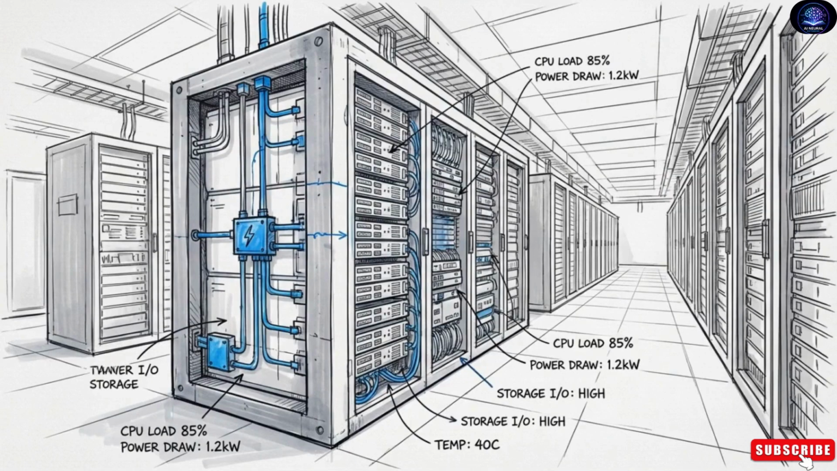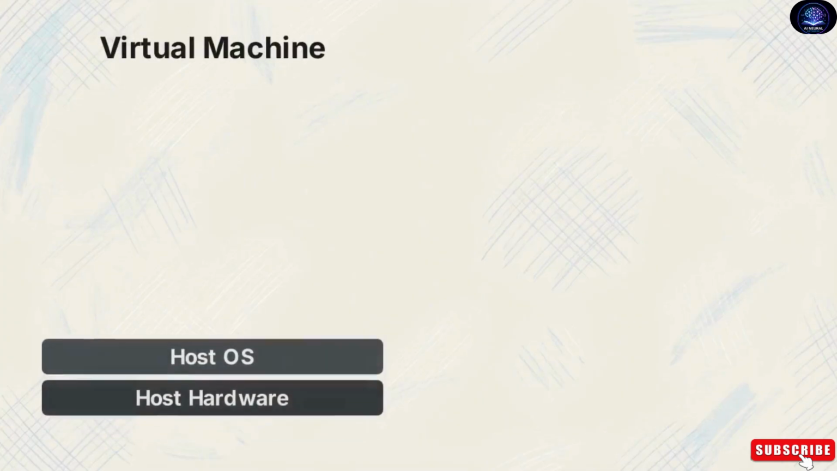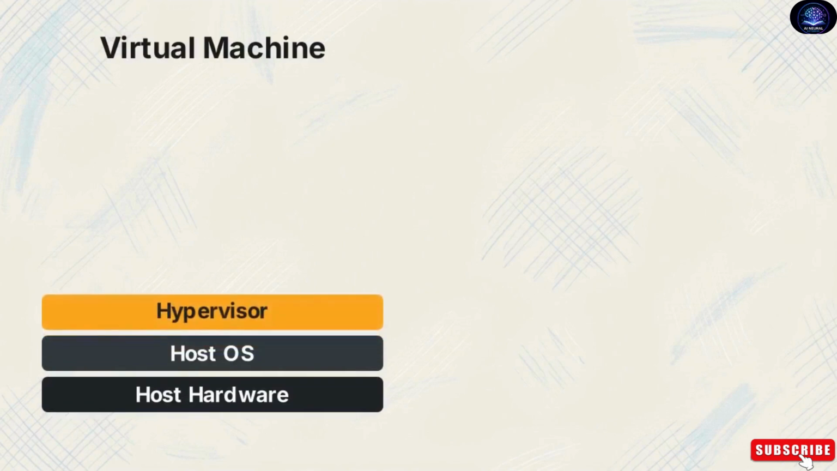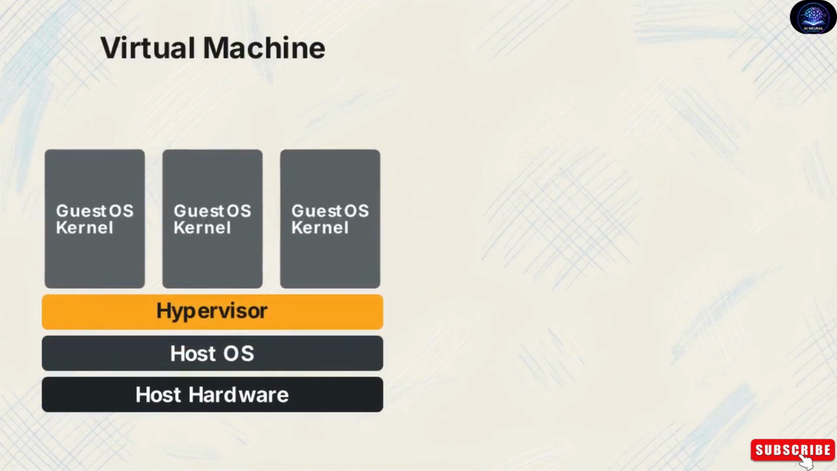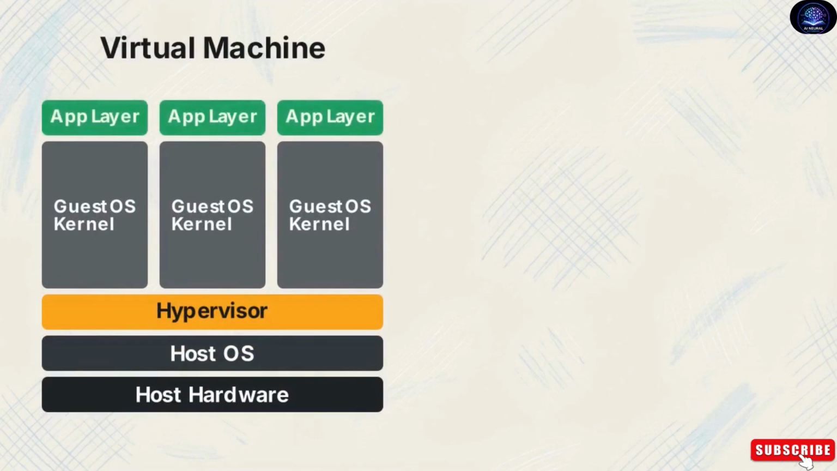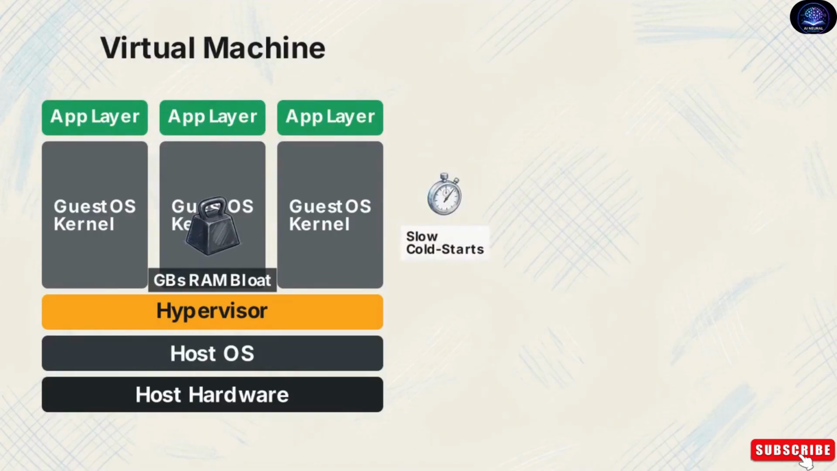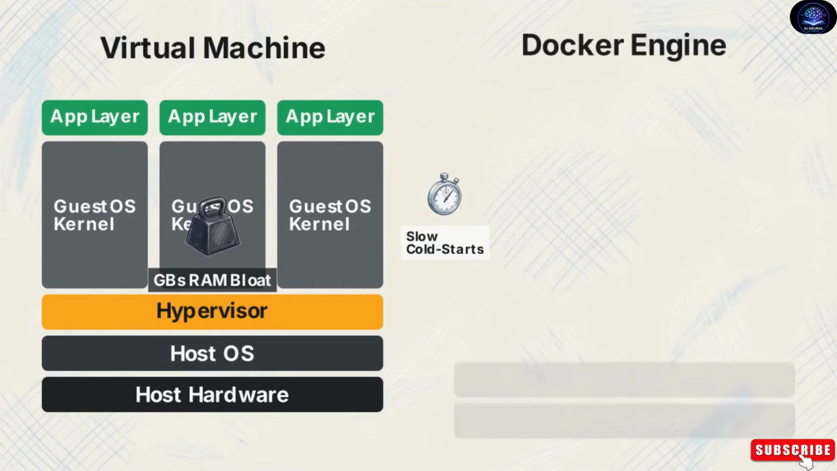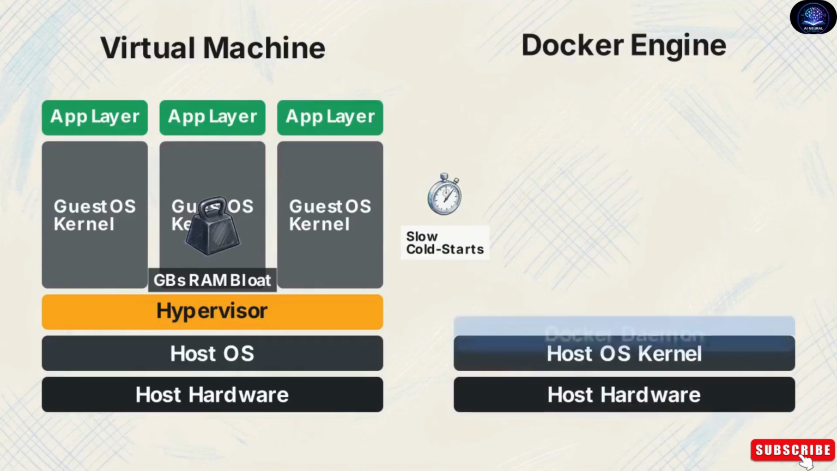To understand Docker's efficiency, we have to look at how traditional virtual machines process resources. This graphic illustrates the standard VM stack. On top of the host hardware and host operating system, a hypervisor manages a completely separate guest OS kernel for every single application. That means loading gigabytes of redundant operating system data into RAM, leading to massive resource bloat and slow cold start times. Now look at the Docker architecture on the right.